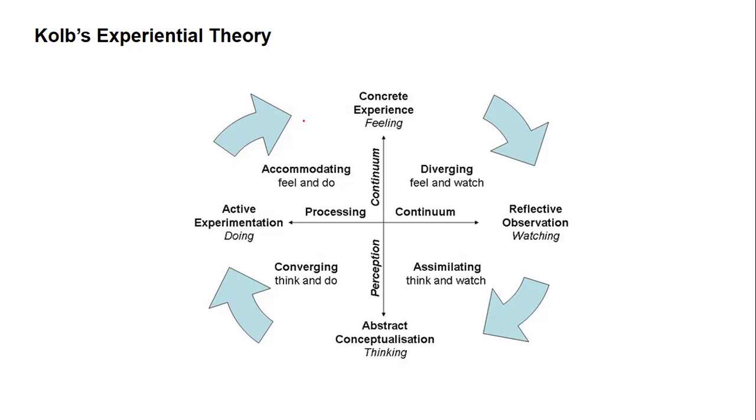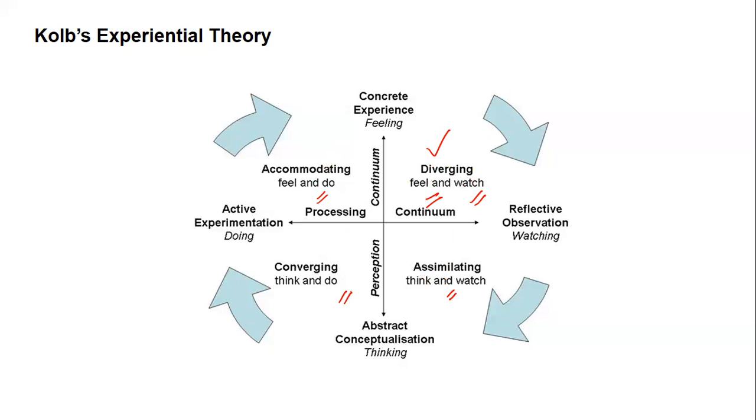Kolb's experiential theory. Okay, so now what does this theory talk about? This theory talks about the styles. You have these four learning styles, which include diverging, that is about feeling and watching; assimilating, which talks about thinking and watching; converging, that is thinking and doing; and accommodating, doing and feeling. So you have to remember this association very well.